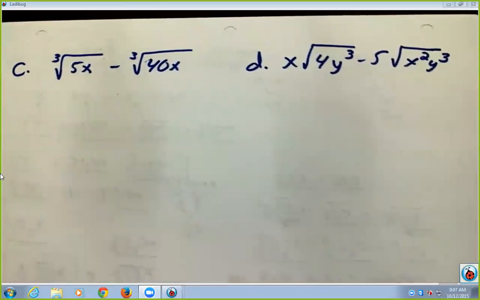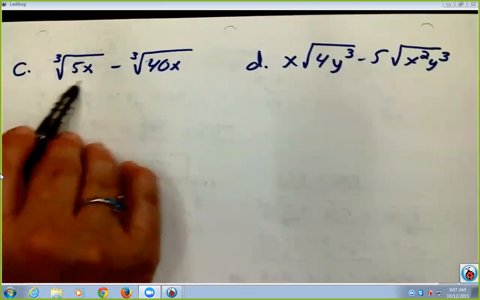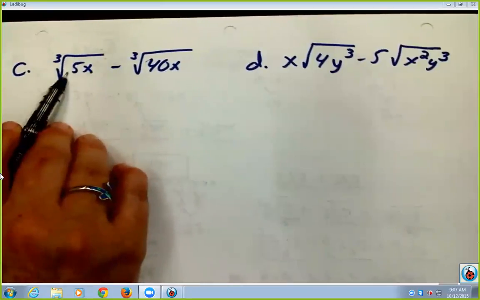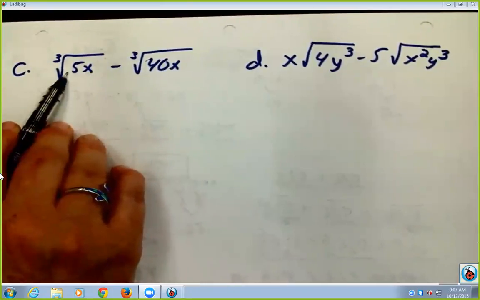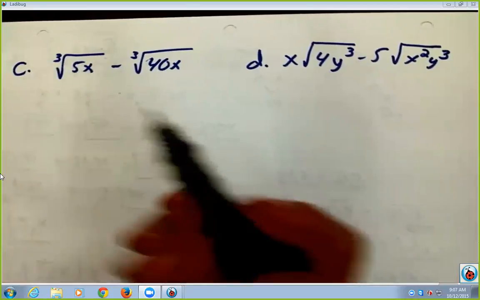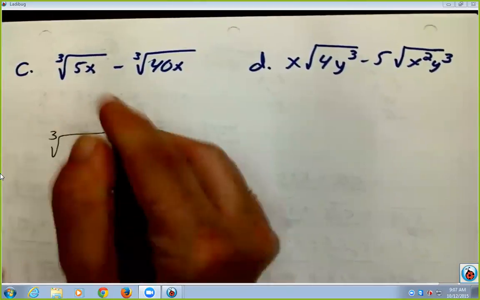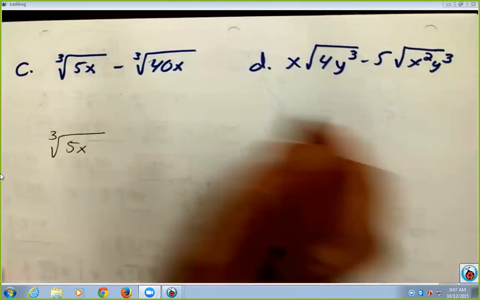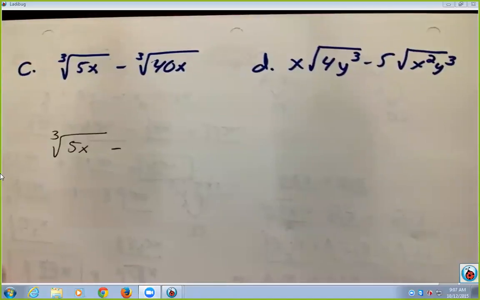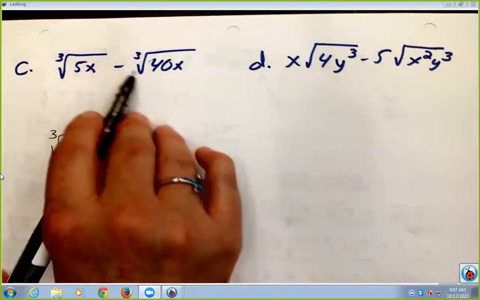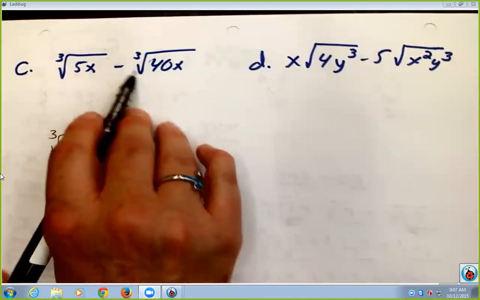This one, we've got some cubes in it. So let's see if we can take anything out. What about this first piece? Anything? 5's prime, so can't do anything with 5. X is prime, so X stays. So the only thing we have with this is the cube root of 5x minus. But can we do anything out of this one? Same thing, pull out of it.